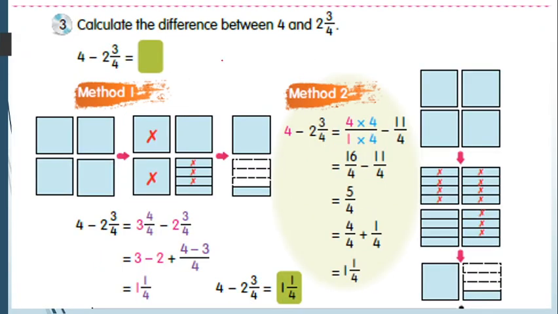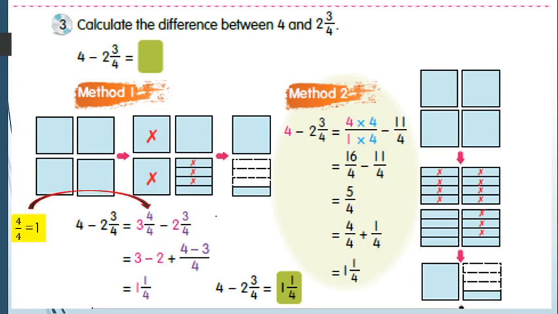Alright, next look here. Calculate the difference between 4 and 3 over 4. This one you have to look carefully. There are two methods. This is the first method. We look at this one first. 4 minus 2, 3 over 4. What is this one? Why does 4 become 3, 4 over 4?